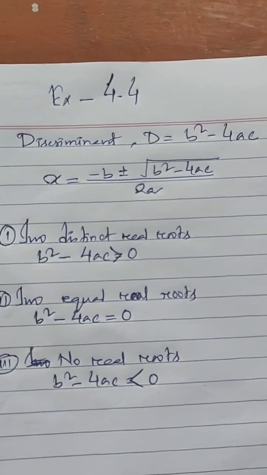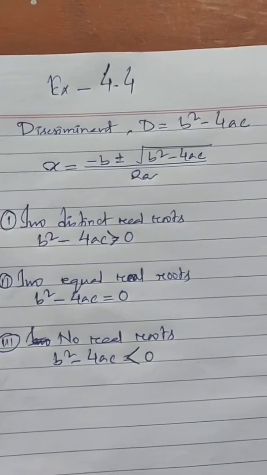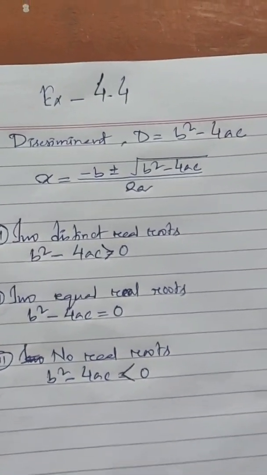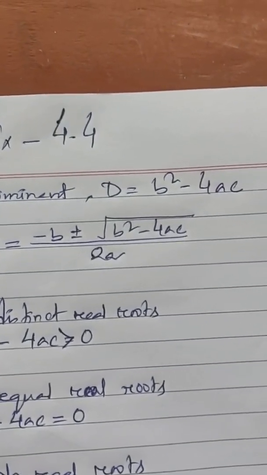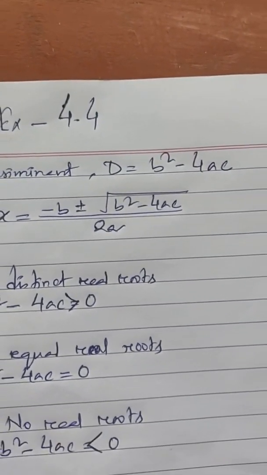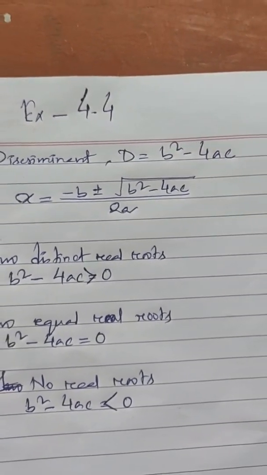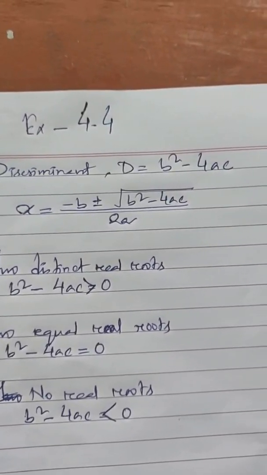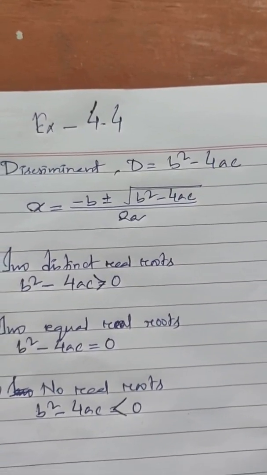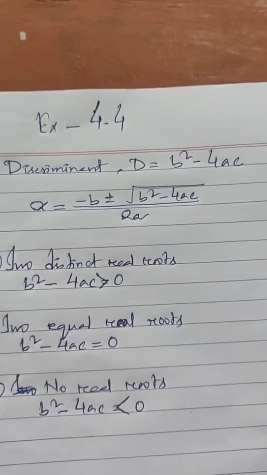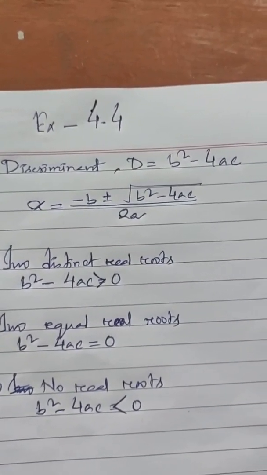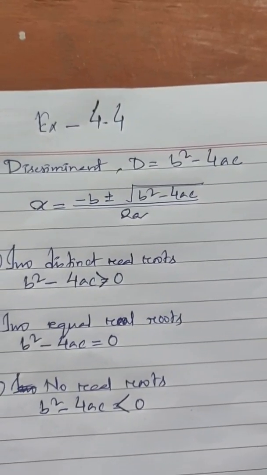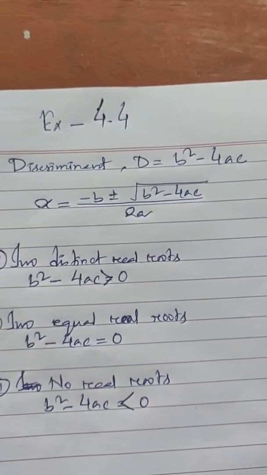Now I'm zooming in. You can see the first word, it is discriminant, D is equal to b square minus 4ac. Now you may be thinking, what is discriminant? This is actually the name given to that formula, b square minus 4ac. Look, this word is new for you, but that formula b square minus 4ac, you've already used this in exercise 4.3.